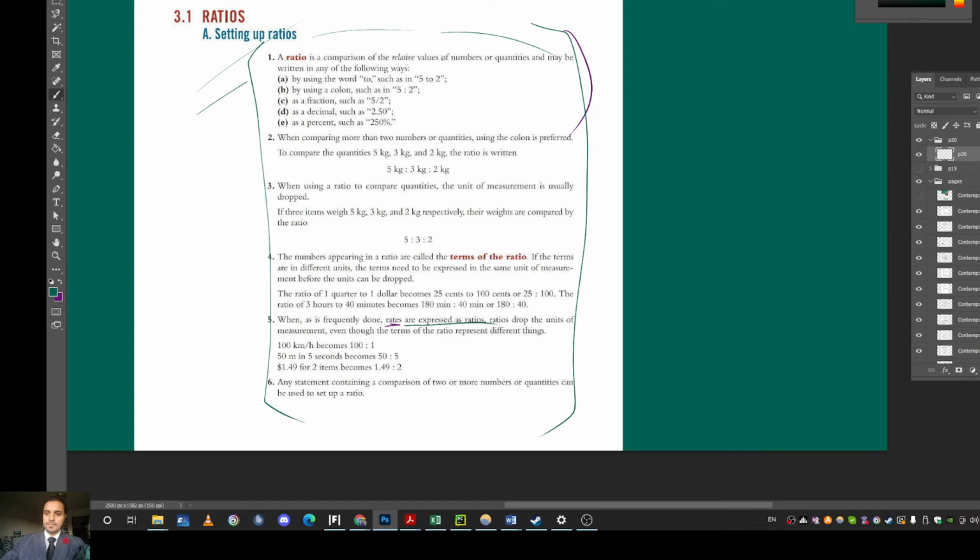So a ratio is a comparison of relative values, and may be written in any of the following ways. Okay, so that's a definition of ratio, and then they can be written in this form. When comparing 2 or more numbers or quantities, using the colon is preferred. When using a ratio to compare quantities, the unit of measurement is usually dropped. The numbers appearing in the ratio are called terms of the ratio. If the terms are in different units, the terms need to be expressed in the same unit of measurement. However, when rates are expressed as ratios, ratios drop the units of measurement, even though the terms of the ratio represent different things. And 6, any statement containing a comparison of 2 or more numbers or quantities can be used to set up a ratio.